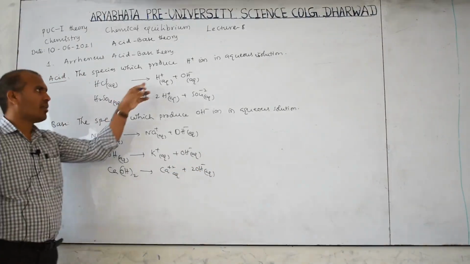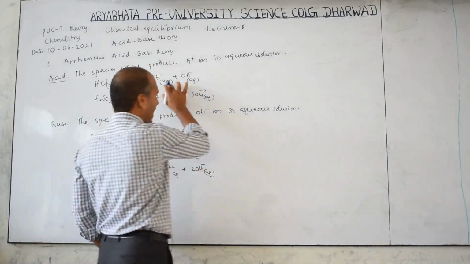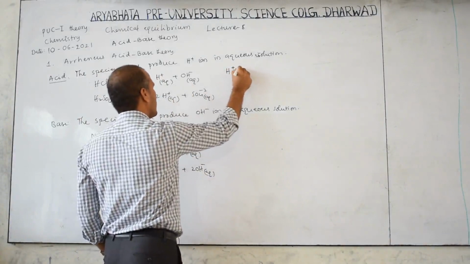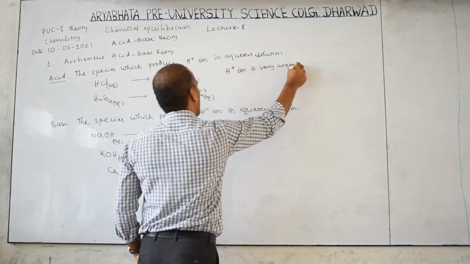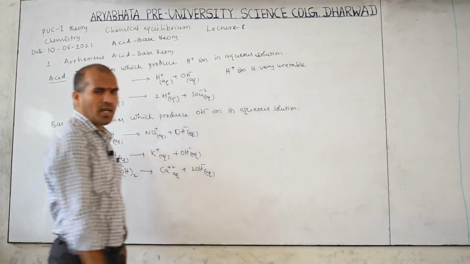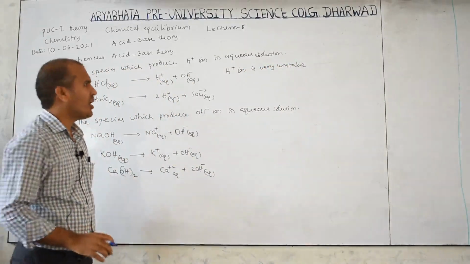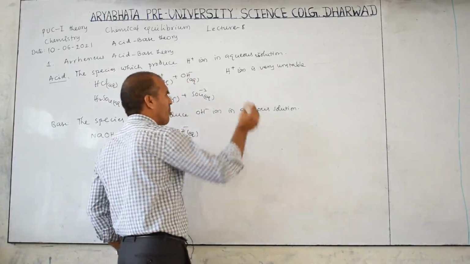Now keep in mind the formed H plus, actually this is present in the water. Aqueous means what is it? Water. H plus ion is very unstable. Therefore, it is not freely available in aqueous solution. Not freely available means it is in the combined form.